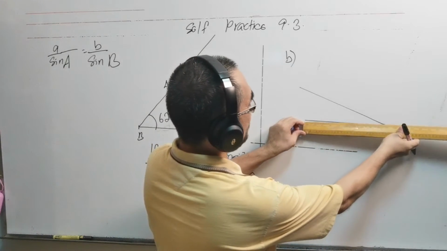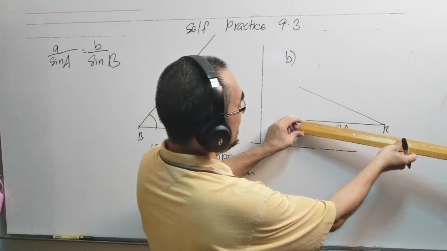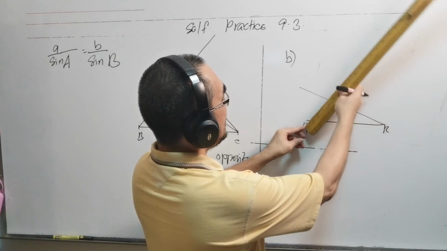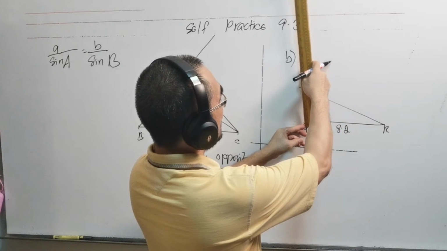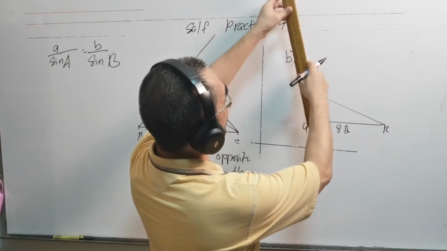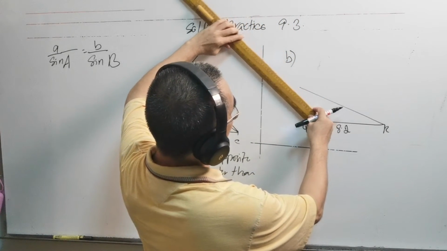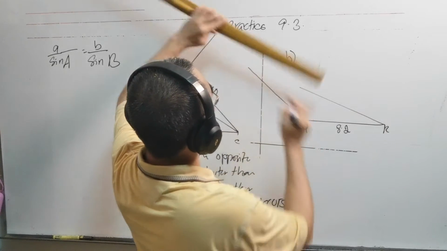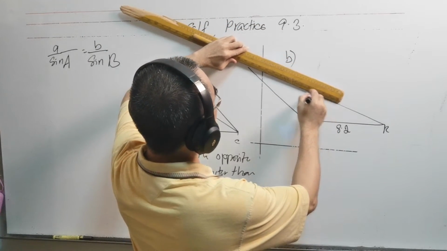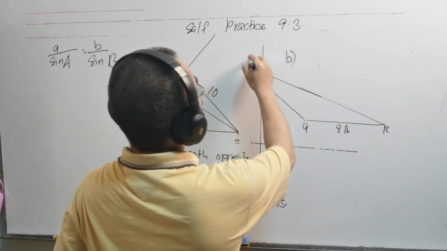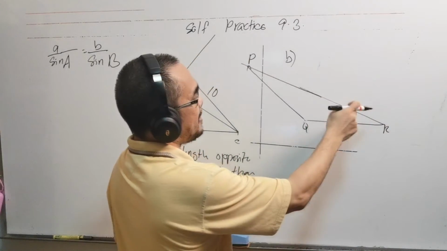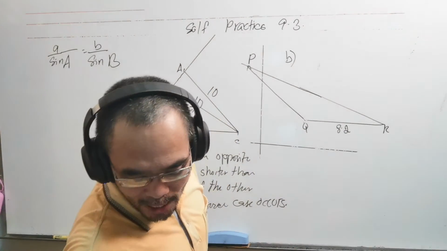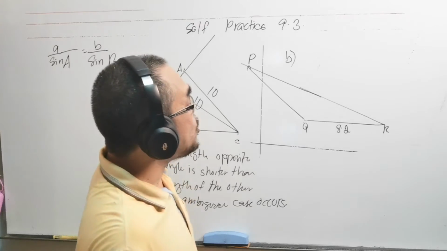So this is 8.2. It could not be somewhere here because it has to be 11. This side is very short, 4 centimeter only. So in order to make it into 11, I have to draw it somewhere around here. So I make it longer, then it intersects here. So P will be there. P will not be able to be around here. So from here, you should understand that there is no ambiguous case.